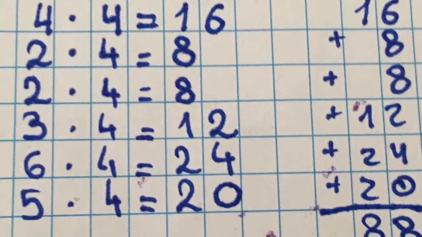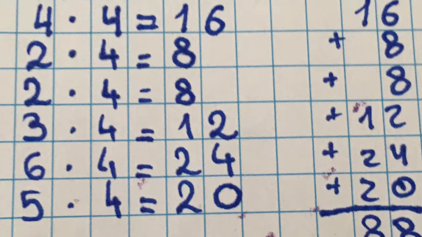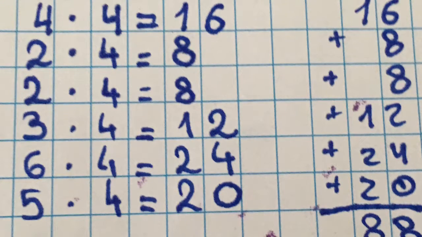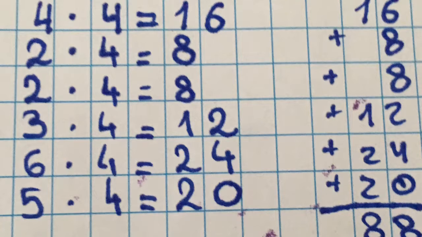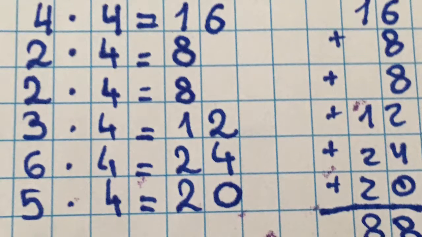4 times 4 equals 16. 2 times 4 equals 8. 2 times 4 again equals 8. 3 times 4 equals 12. 6 times 4 equals 24. 5 times 4 equals 20.